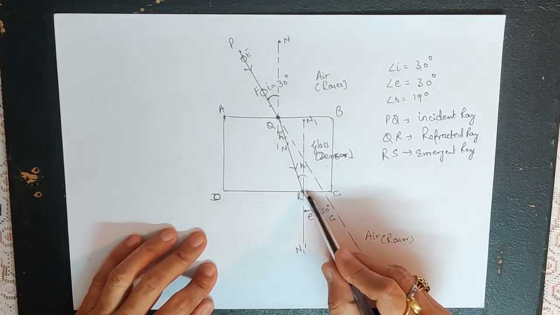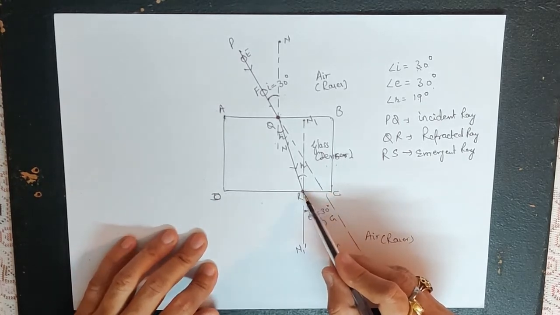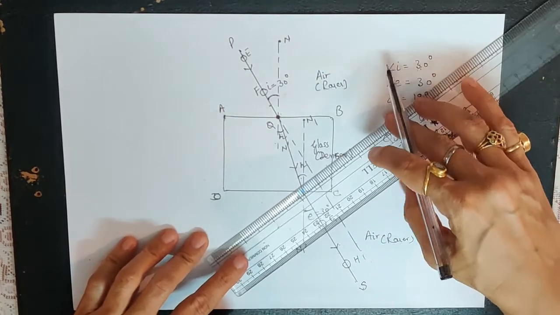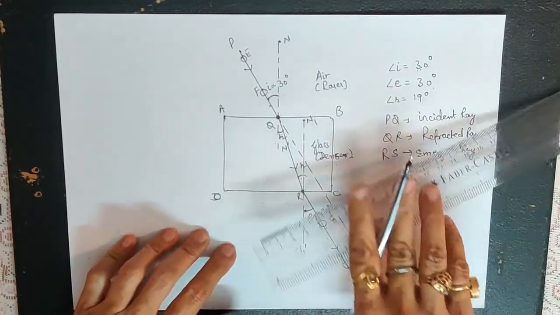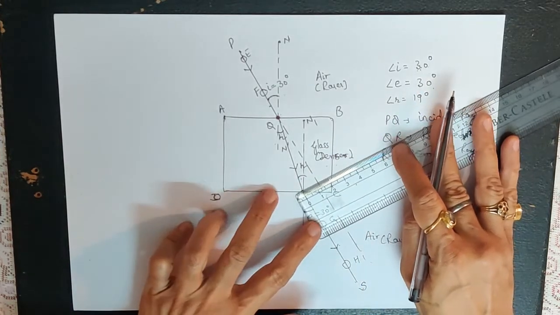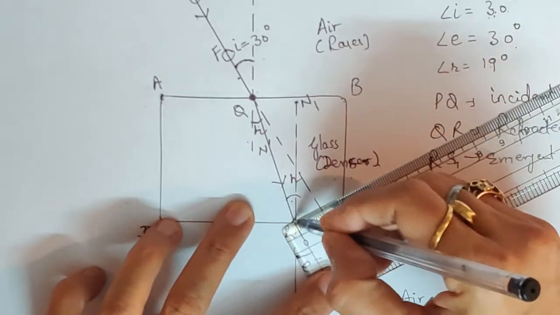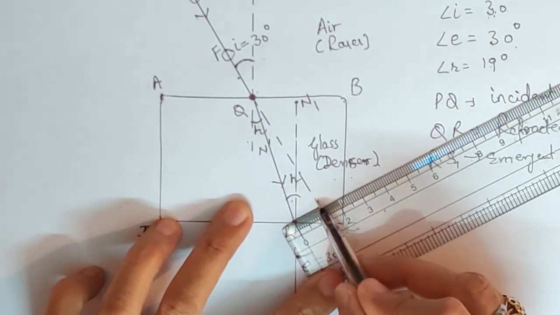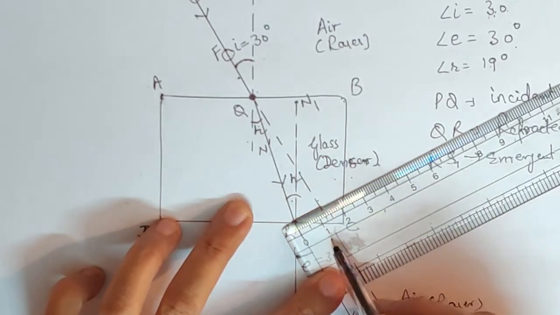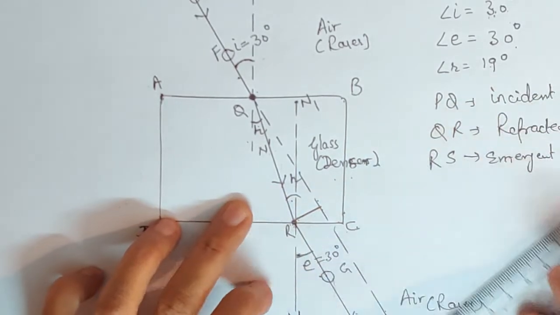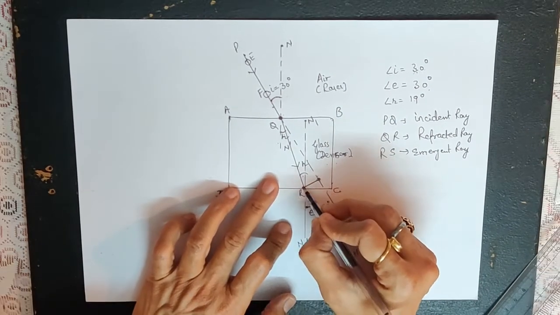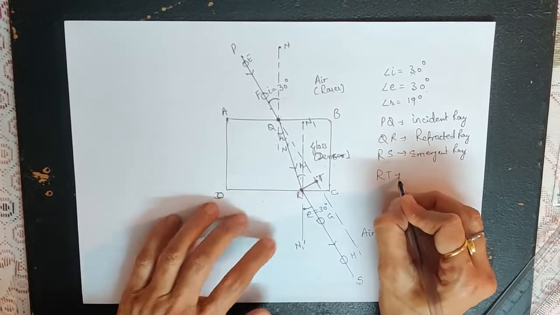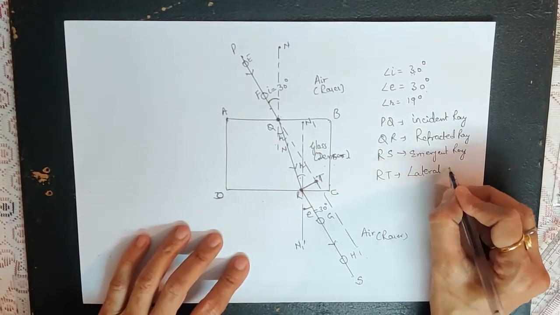The perpendicular distance between the incident ray and the emergent ray, we call the lateral shift. We can measure this perpendicular distance with the help of a scale. When we measure, we find that this distance is nearly equal to 1.4 centimeters. And this distance RT we call the lateral shift.